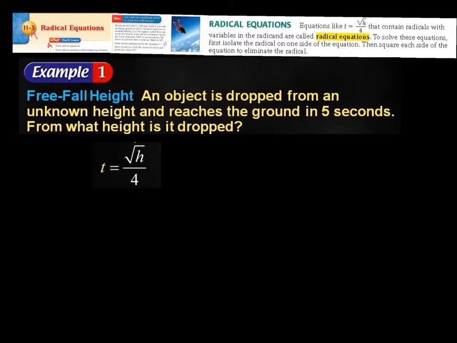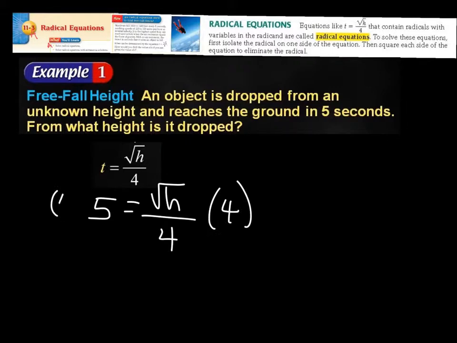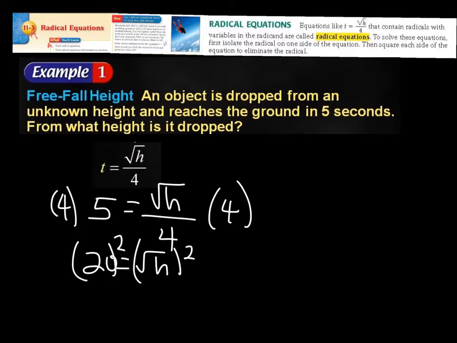An object is dropped from an unknown height and reaches the ground in 5 seconds. From what height is it dropped? So I'm going to multiply both sides by 4 to undo divide by 4, and I have 20 equals the square root of h. To undo square root, I'm going to square both sides of the equation, and I have h equals 400, and that was in feet.